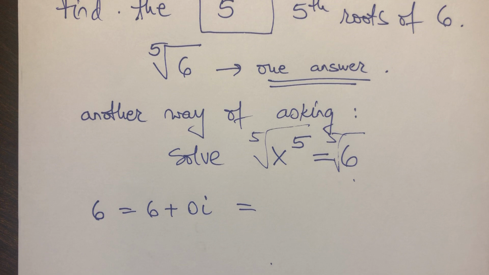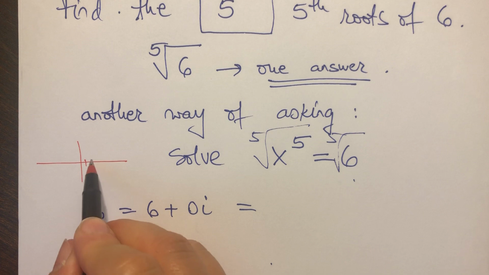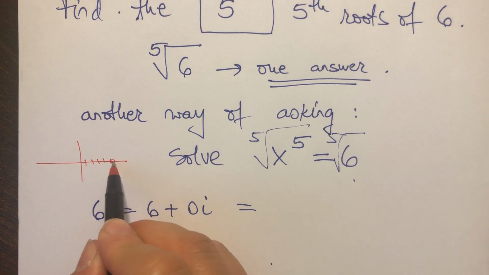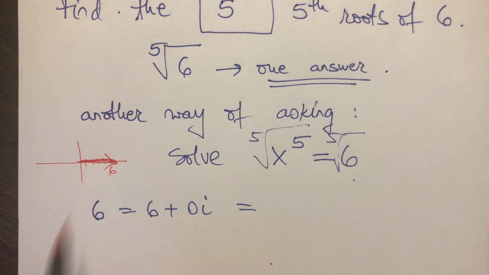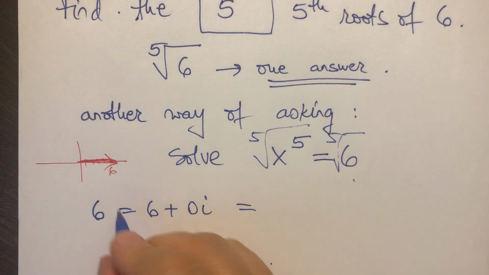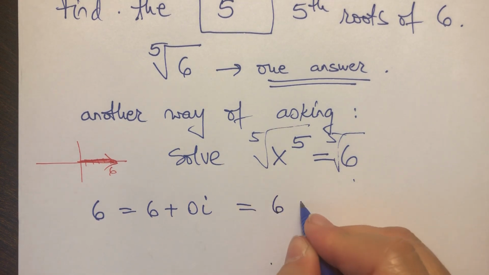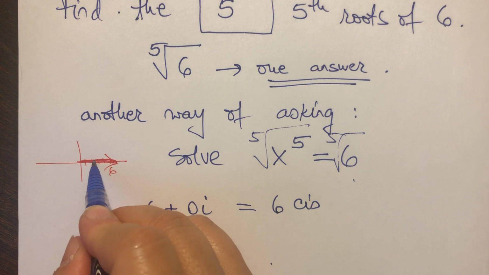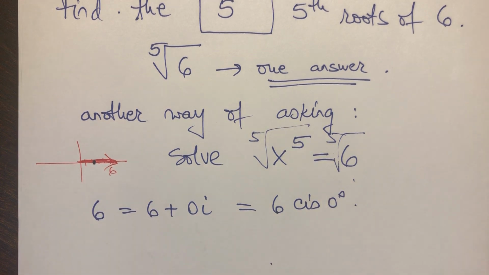So 6 is a complex number, right? The real numbers are complex numbers, the ones that have 0 imaginary part. So 6 plus 0i. By the way, again, what I need to figure out is where is 6 plus 0i? Right here. So 6 plus 0i has an absolute value of 6 and an angle of how much? 0 degrees, right? That's it.